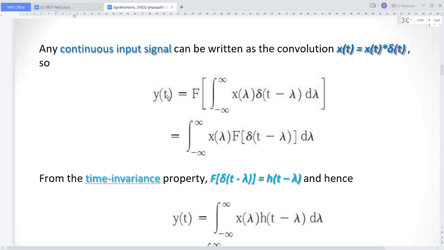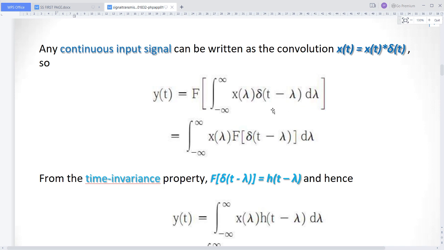So we can have the y of t. If this is the input signal for the system, then what will be its output? Then y of t is equal to some transfer function applied on that particular input signal. That convolution can be written like this: t can be replaced by the variable, and this del of t can be replaced by t minus lambda. So now this is nothing but the convolution property.